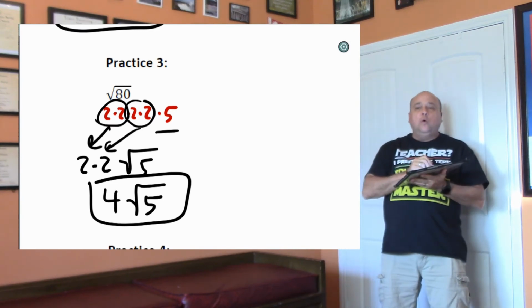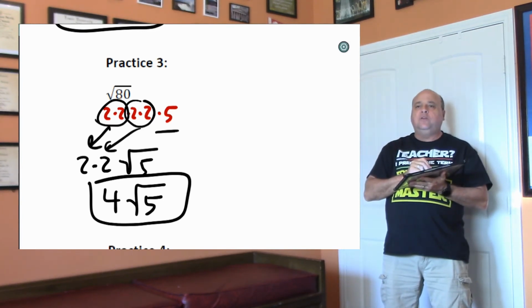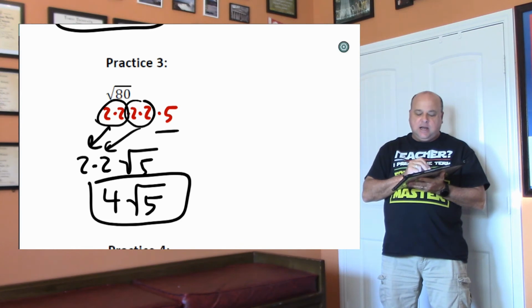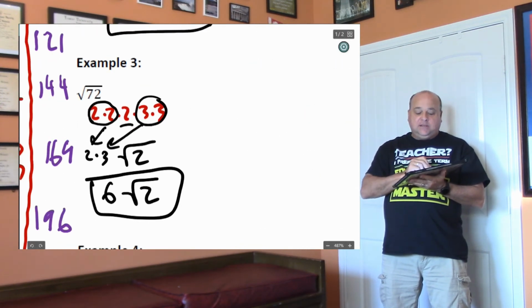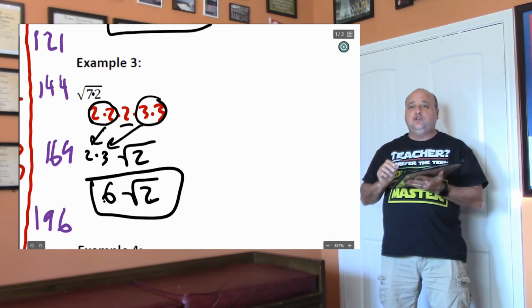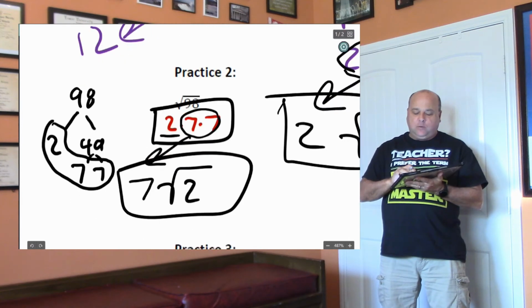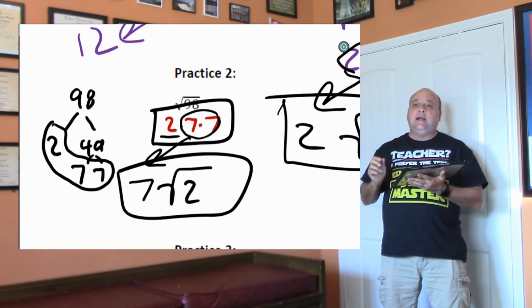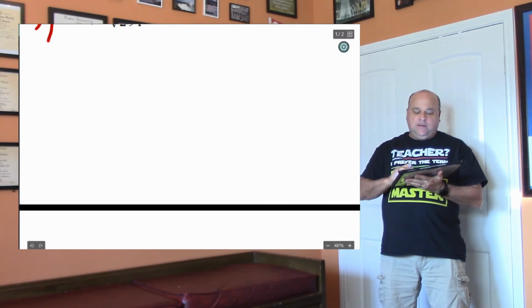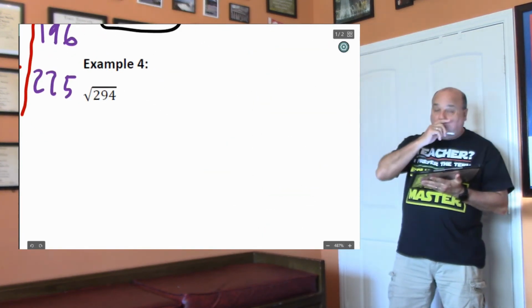Also notice, what do you get if you do 4 times 4? If you do 4 times 4, you get 16. 16 times 5 gives me my 80. Let's go to over here. 6 times 6 is 36. 36 times 2 is my 72. Okay, that's how you work it backwards right here. 7 times 7 is 49. 49 times 2 is 98. Okay, now then let's go to example 4.